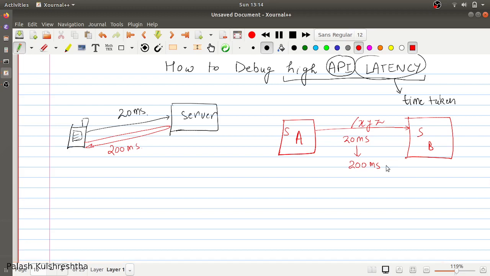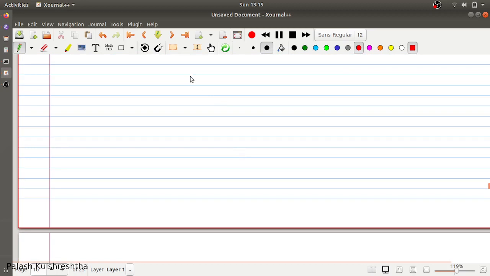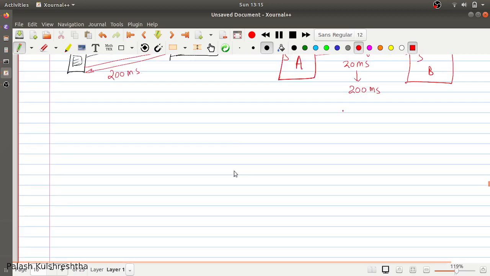To debug this, we have to first visualize in our minds what is actually happening behind the scenes, or what can be the possible scenarios which can lead to high latencies. Before any of this, we have to visualize all the components that may be coming into the picture when our API is traveling through the service, throughout the journey of our API. Okay, so let's try to visualize this. Let's try to visualize how our API is behaving.